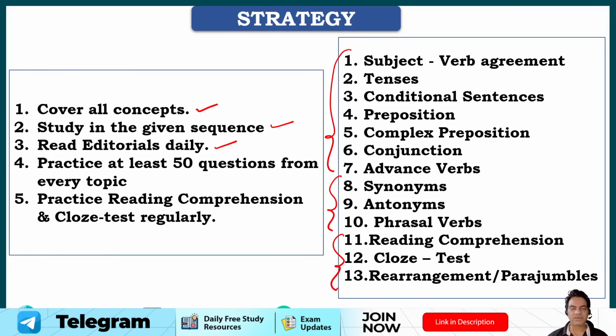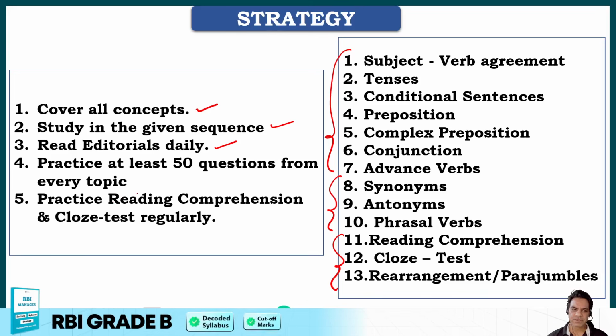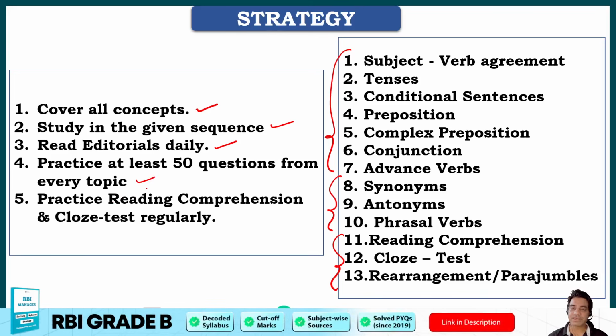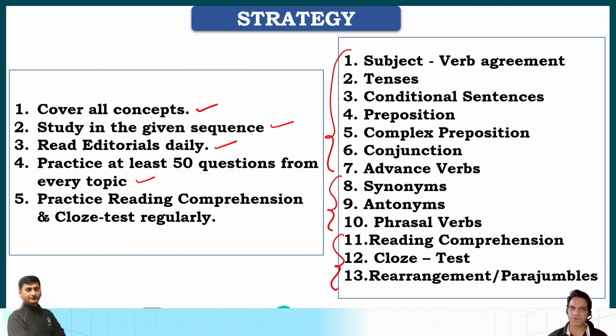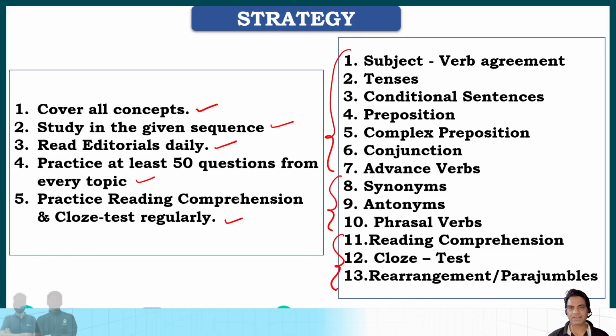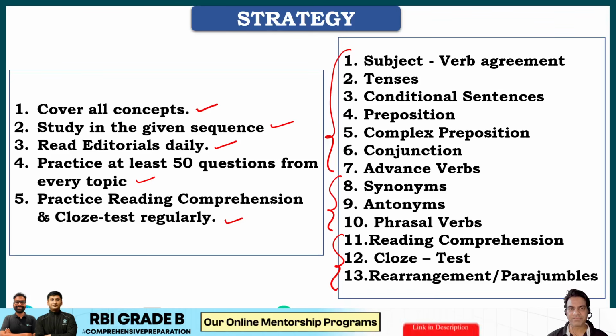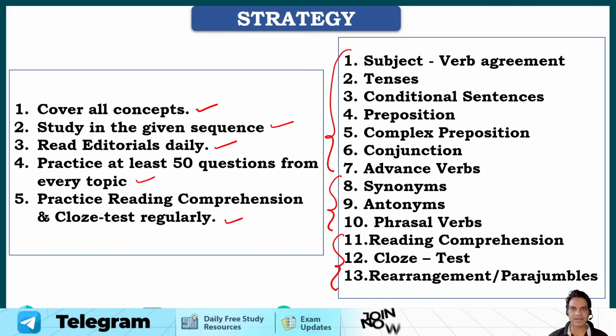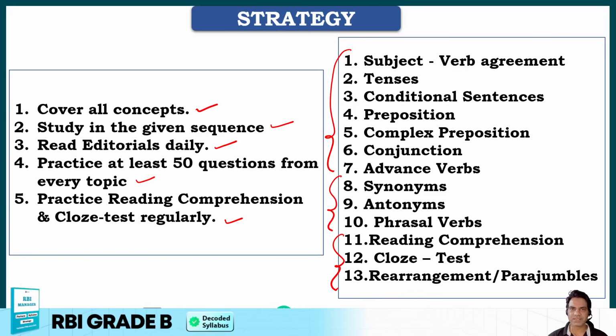Now, as you have only maybe 4 weeks left, so at least practice 50 questions from every topic. That will give you clarity if you've understood the concepts well, and if you're able to control the questions or not. Practice reading comprehension and cloze test regularly, right? Maybe at this point of time, probably one every day. So one comprehension and one cloze test, regularly practice it on a daily basis. That will give you the right confidence to execute your strategy well in the exam.